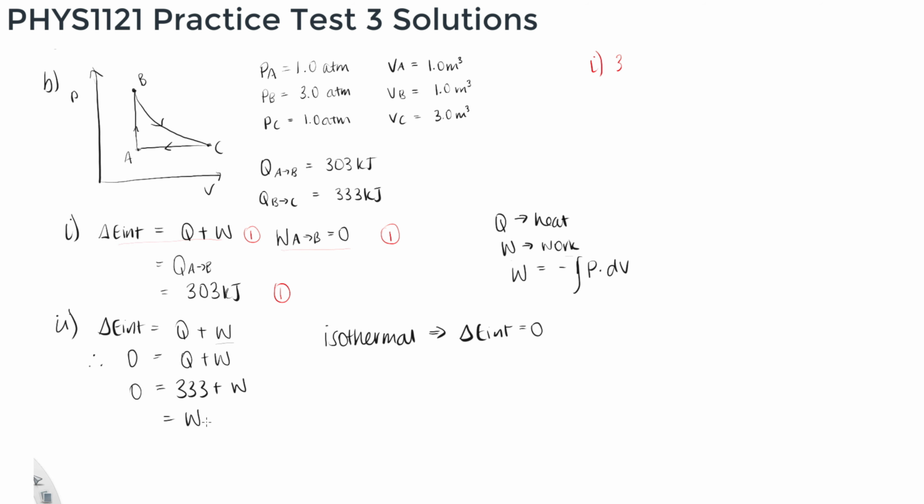Therefore, the work done on the system as it goes from B to C is negative 333 kilojoules. For this question, if you correctly identified that the change in internal energy will be 0 because the process is isothermal, you get a mark for that. If you got the negative sign here, there's a mark for that. And if you got the correct value, there's a mark for that. So part 2I, you get 3 marks.